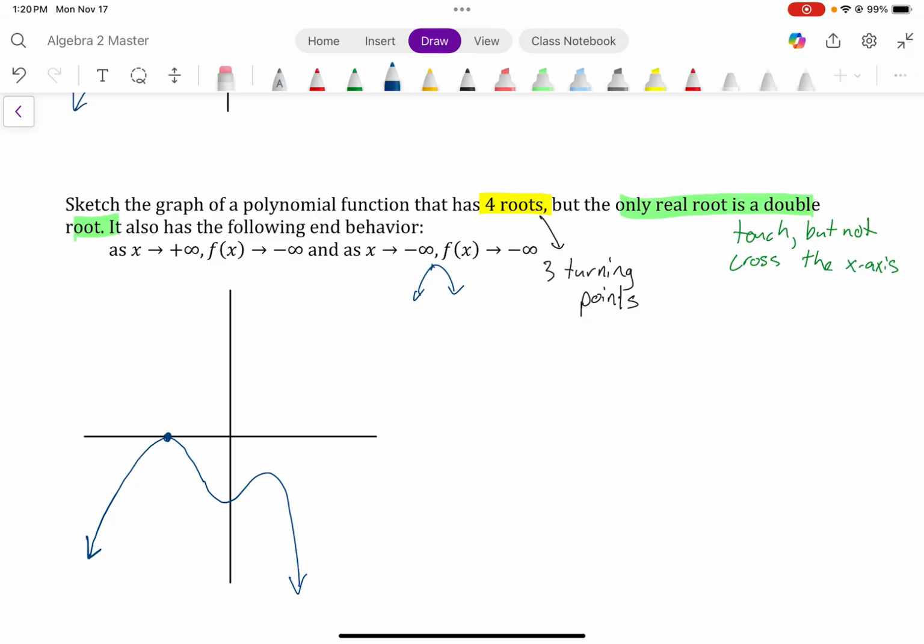The 4 roots implies 3 turning points. The 1 double root tells us that I only get to touch the x-axis. I don't get to cross the x-axis.